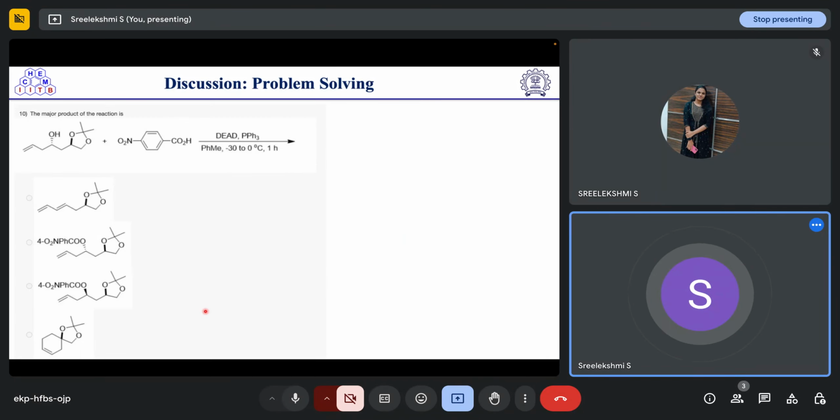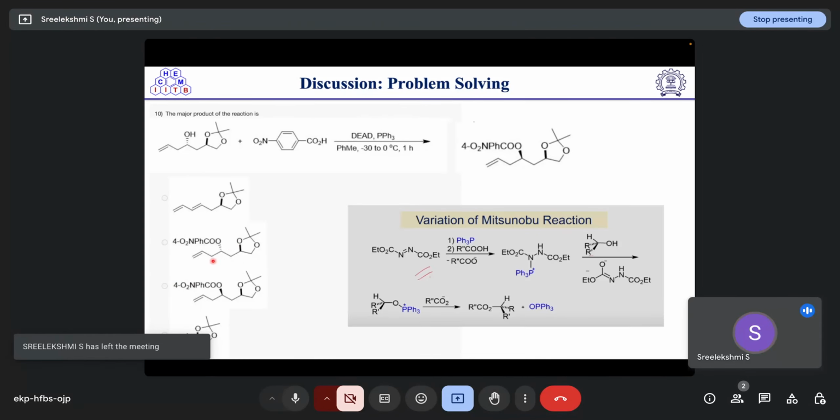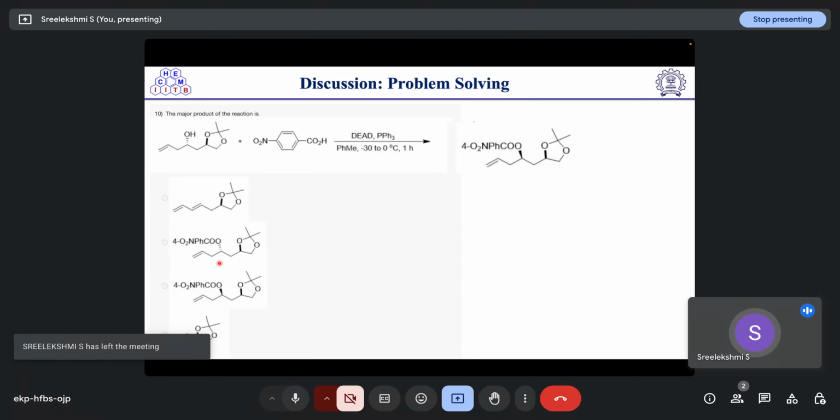Moving to the last question. So here I'm not going to discuss the detailed mechanism. We already know that this is an alcohol. We are treating it with this nitrobenzoic acid, and the condition itself says this is a Mitsunobu reaction. We will be getting the ester compound, but with the inverted stereochemistry. So the correct answer will be option C. So this is the mechanism of the Mitsunobu reaction.